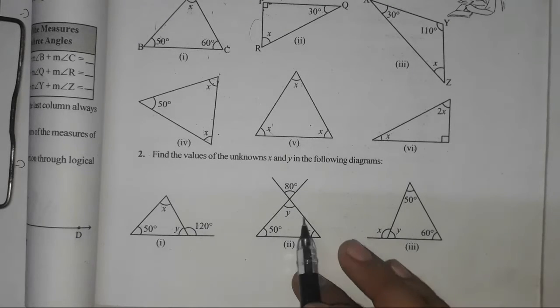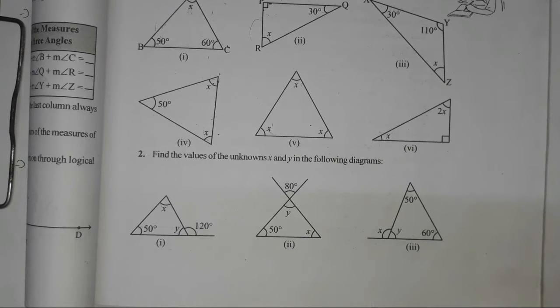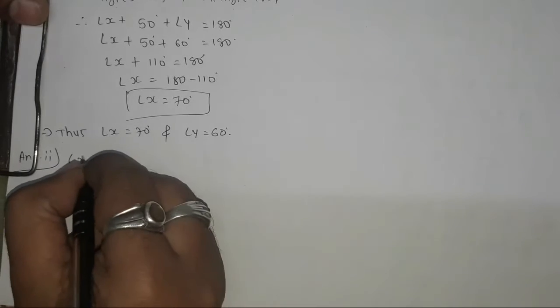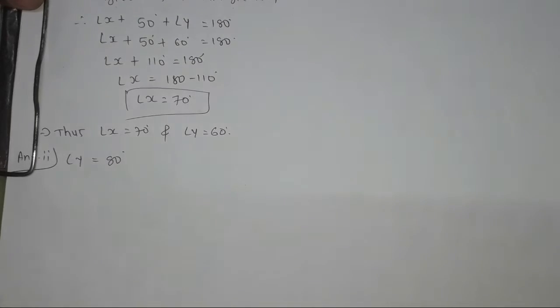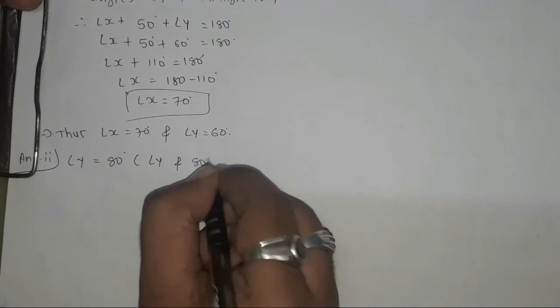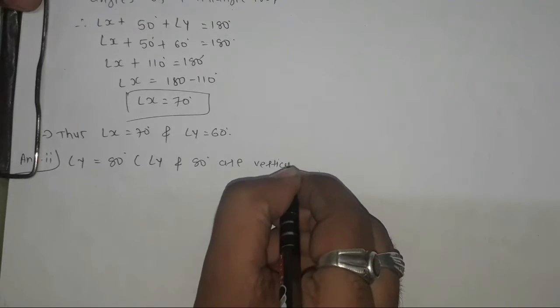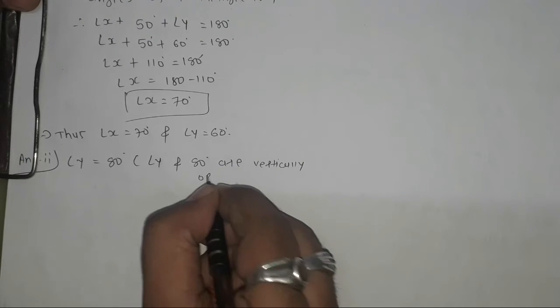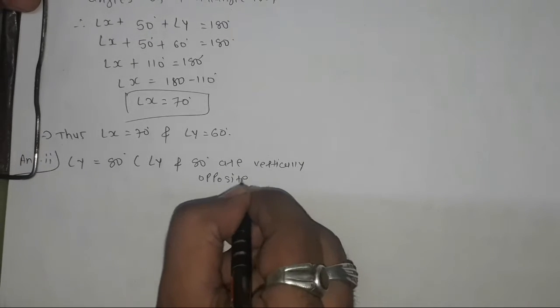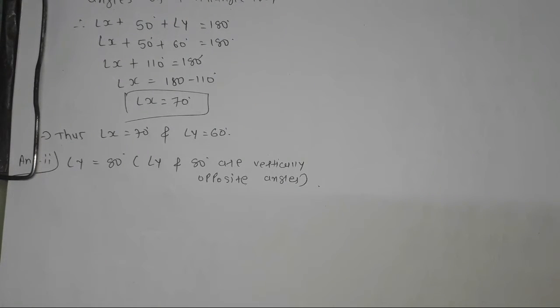After that, we can find the value of this angle x using the angle sum property, but we have to write this in a mathematical way. So here we can write angle y is equal to 80 degrees. Why? Because angle y and 80 degrees are vertically opposite angles. So this is the value of angle y.